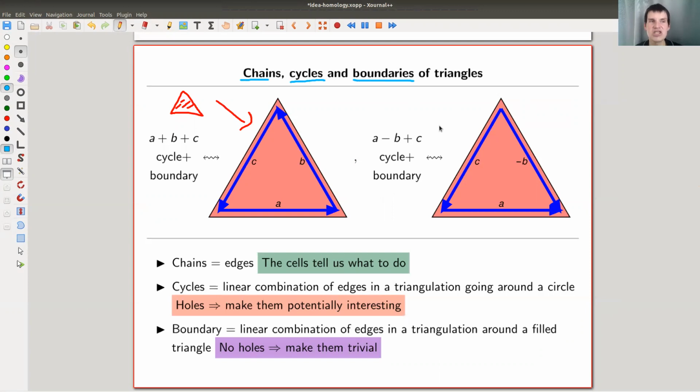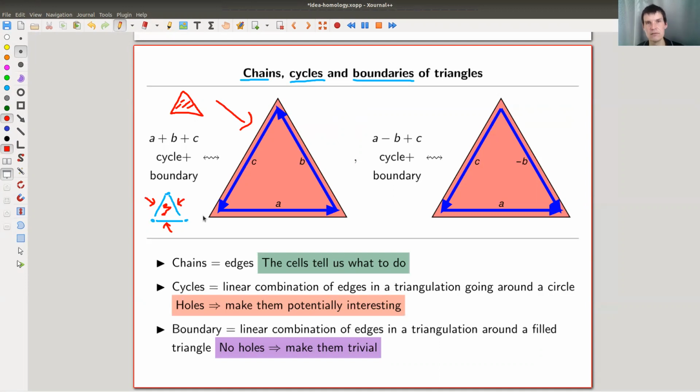So what is a chain? A chain is just an edge of my triangle. So my triangle has those vertices, it has edges, and has a face in the middle, and a chain is just one of those guys. Strictly speaking, that's not quite true. A chain should be a linear combination of edges. But anyway, let's think of this as being edges themselves.